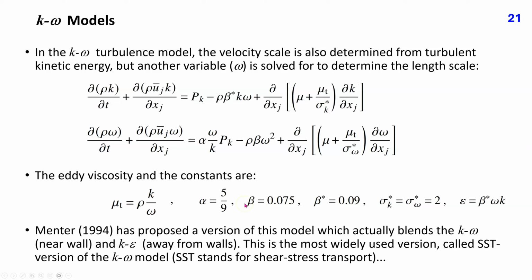Menter in 1994 proposed a version of this model which actually blends the K-omega model in the near-wall zone and the K-epsilon model away from walls. This is the most widely used version from this family of models, called the SST version of the K-omega model. SST stands for shear stress transport.